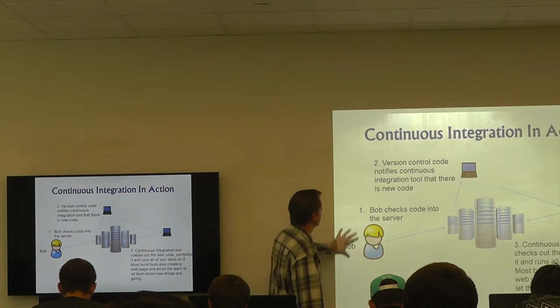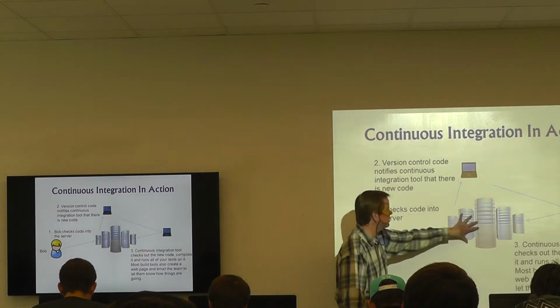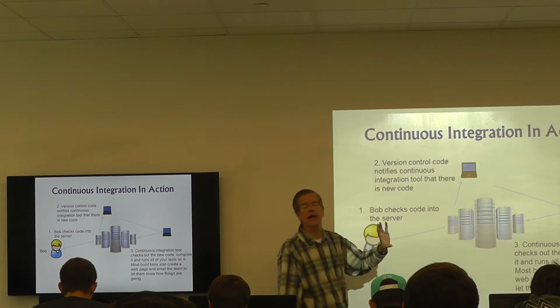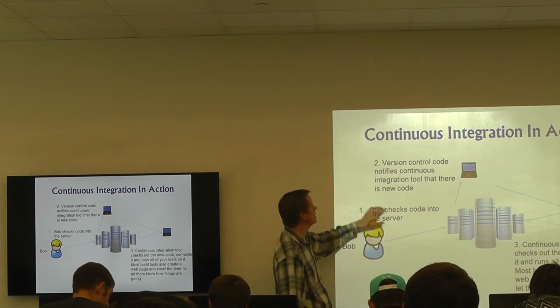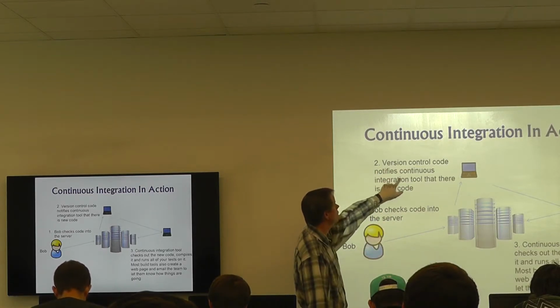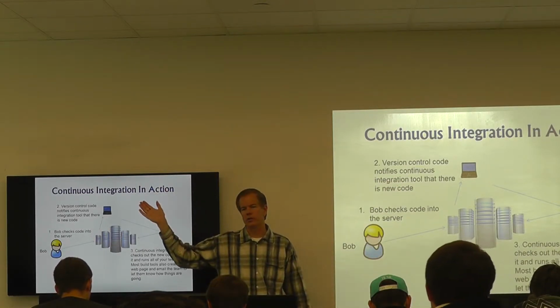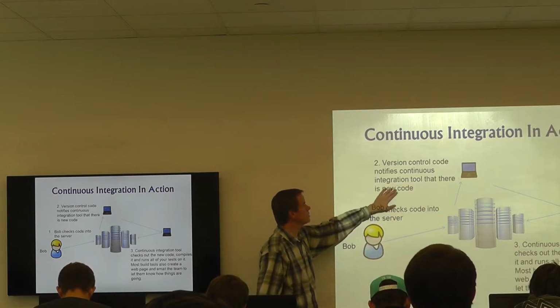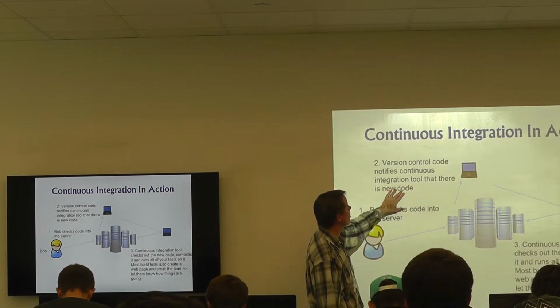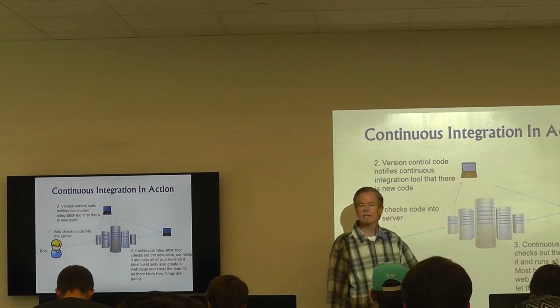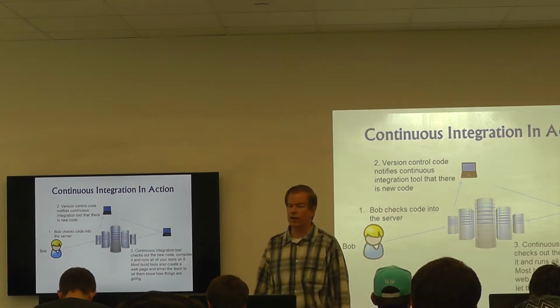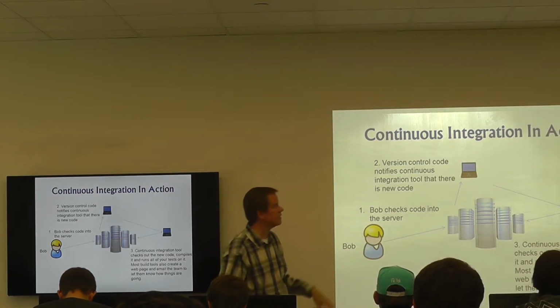So here's Bob. Bob's going to go ahead and check some of his code into the server. When he does that, automatically behind the scenes, the version control code notifies the continuous integration tool. Hey, I've got new code. Okay? The continuous integration tool goes, oh, got new code. What test cases are affected by that code? Okay, it comes up with a list of test cases.